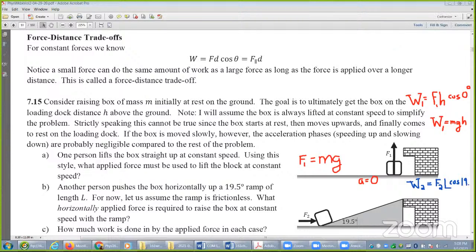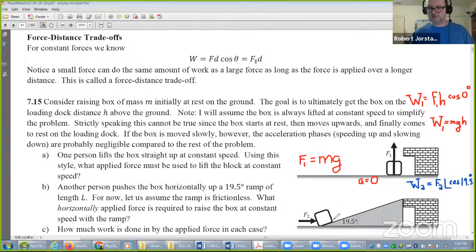If you don't believe me, give me just a second and I'll show you. So, the force is applied this way. The displacement is right up there. And hopefully you can see that should be exactly the same as the ramp angle. So that's where this 19.5 shows up for this one.